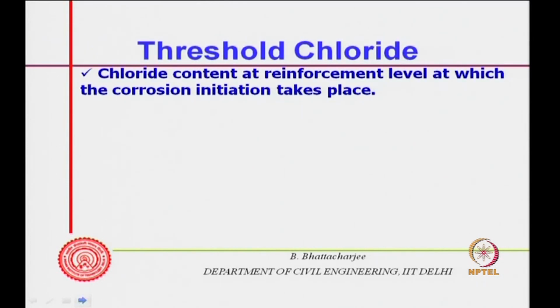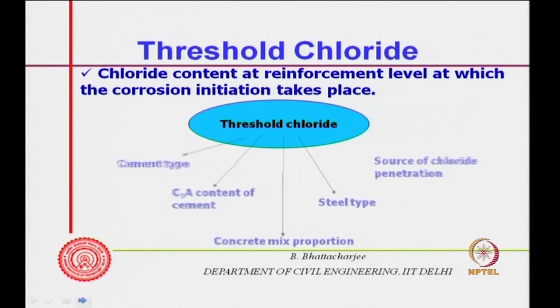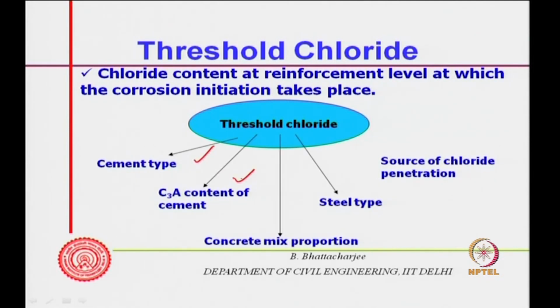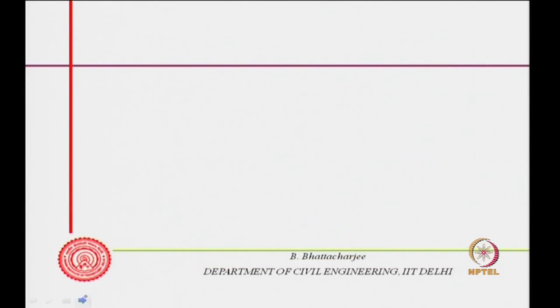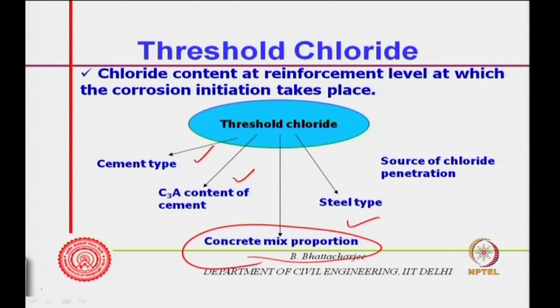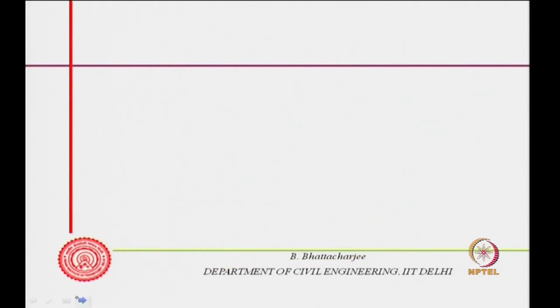The chloride content at reinforcement level at which corrosion initiation takes place is called threshold chloride, but it will vary with the cement type, C3A content of cement, mix proportion, and steel type. Not all steel will get depassivated. For example, a corrosion resistant steel may not get depassivated easily. So, all put together, threshold chloride will vary from cement to cement, steel to steel, so it cannot be unique.